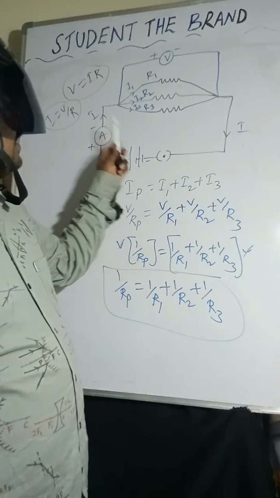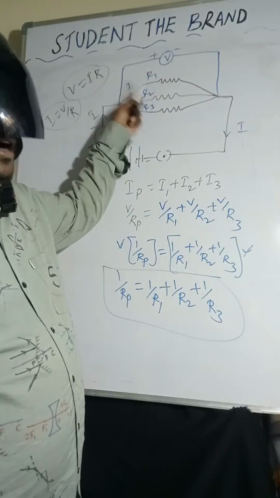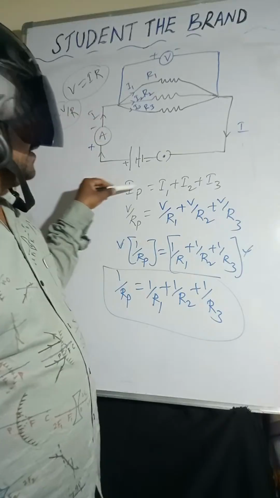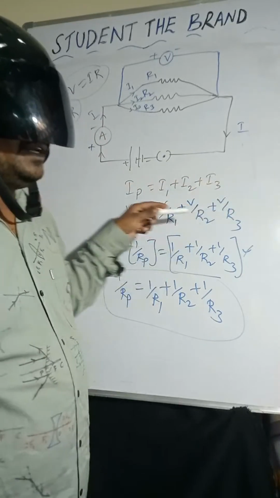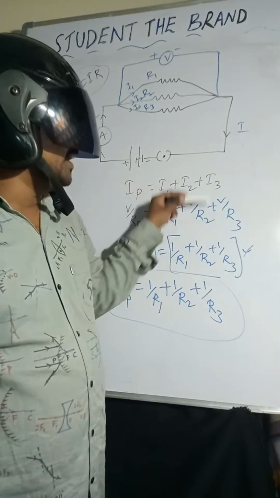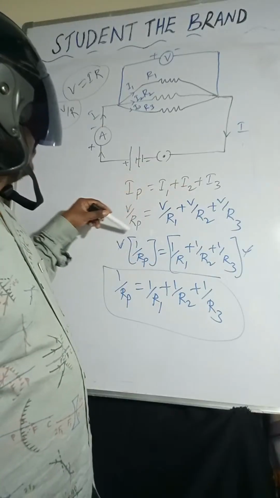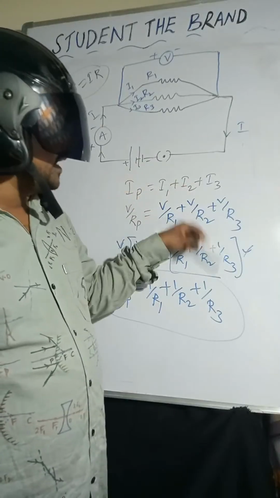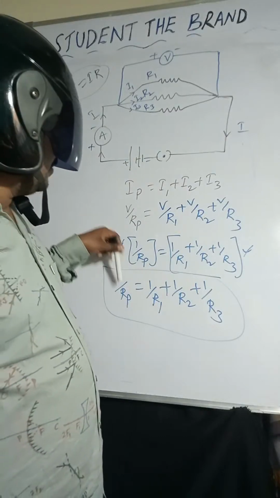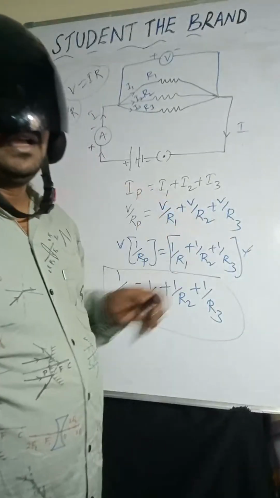So current is dividing into three parts: through R1, I1, through R2, I2, through R3, I3. So IP equals I1 plus I2 plus I3. V by RP equals V by R1 plus V by R2 plus V by R3. Taking V common, V gets cancelled. So we get the final formula 1 by RP equals 1 by R1 plus 1 by R2 plus 1 by R3, because V is common. I hope it is very clear.